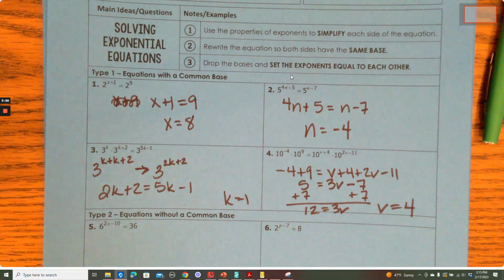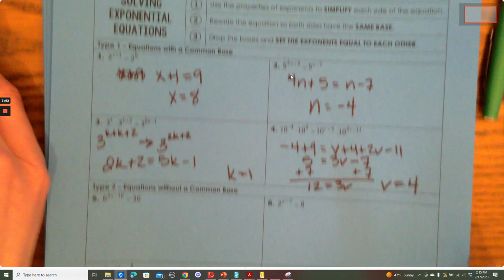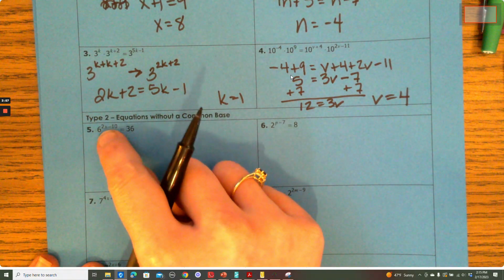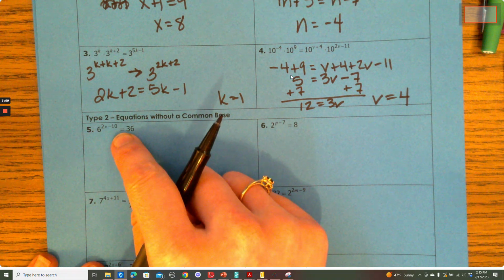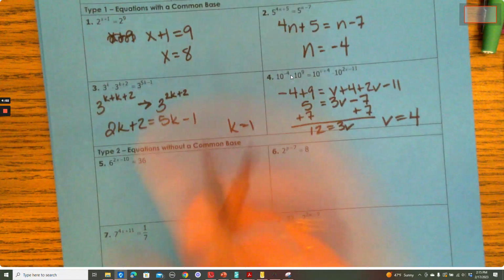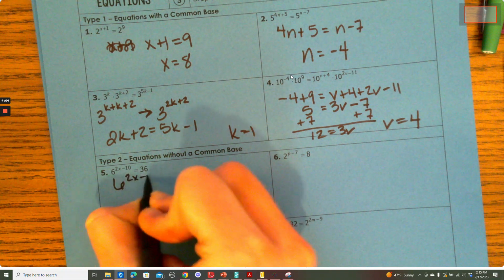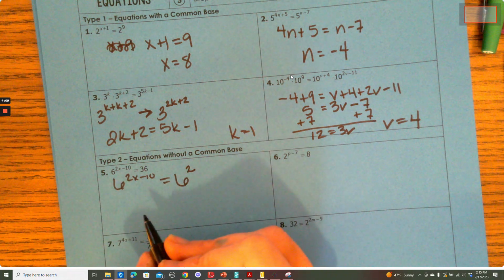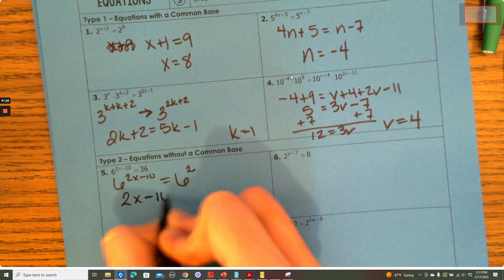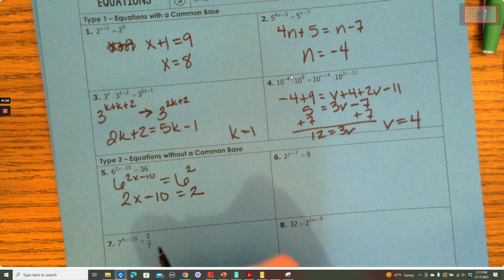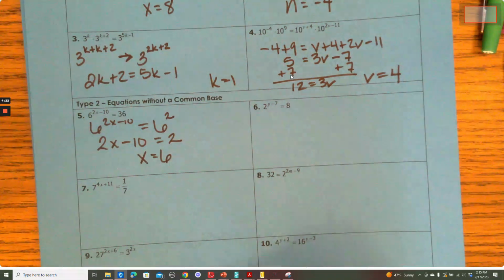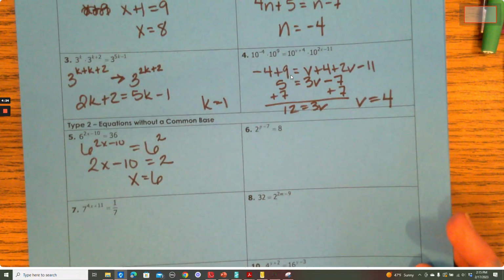All right, if you don't have a common base, you can finagle these where you can get a common base. So like here, I've got 6 to the 2x minus 10 equals 36. Well, I can rewrite 36 as 6 squared. Now I have a common base, and I can set 2x minus 10 equal to 2. Okay, and so here x would equal 6. I'm going to skip showing you how to solve equations in the calculator. You should be able to do that by this point.